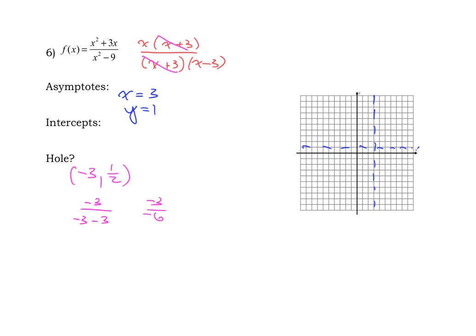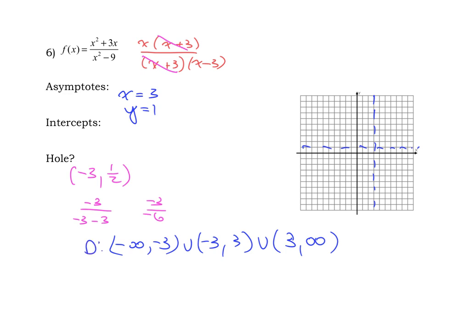I'm going to go ahead and do the domain because I didn't do that with the last hole. We have to include everything because there's a hole. So this would be negative infinity to negative 3, negative 3 to positive 3, and 3 to infinity, because there is a discontinuity at the hole also. So that is what the domain would be.